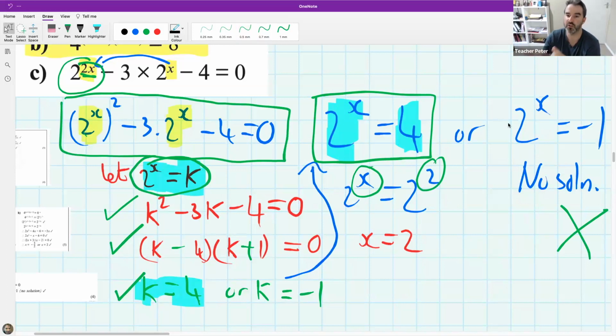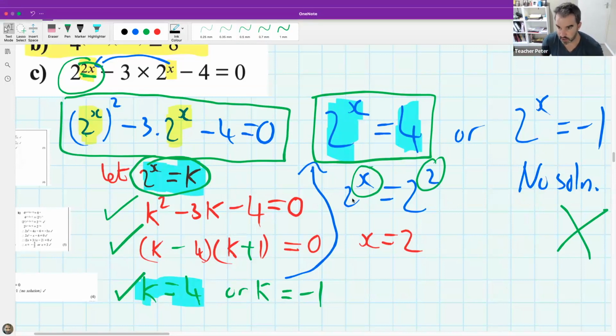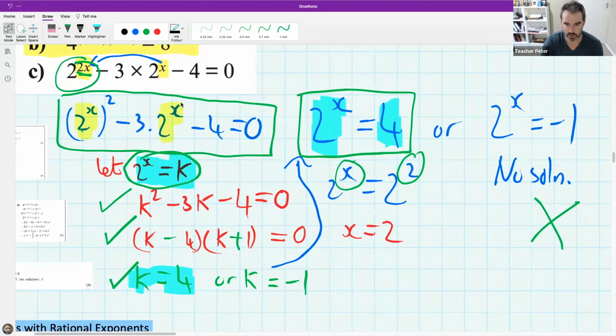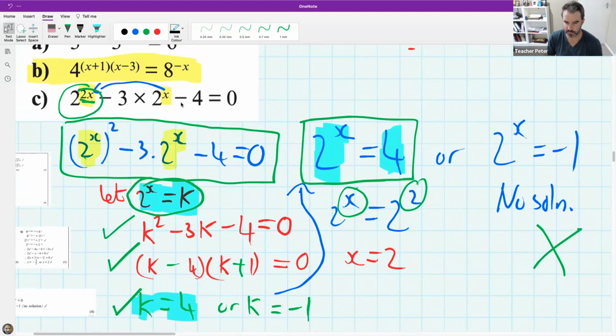Okay, now, what I want you to do, this is by far the hardest question that I've done, and I will start the next lesson by going over this. But what I want you to do is re-watch this recording and just go over this last bit again. This is called the K substitution method, and it's for harder exponential equations.